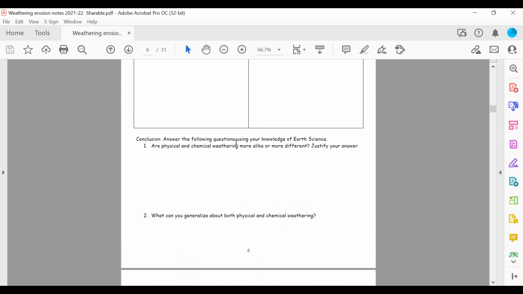So tomorrow we'll start erosion. Today you're working on pages 5 and 6 first, and then going back to 3 and 4 for your homework.